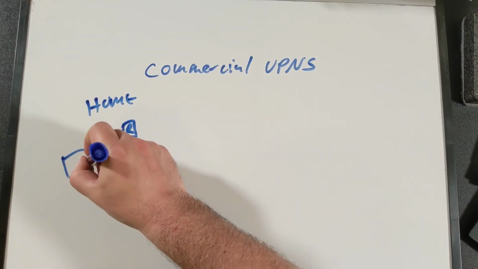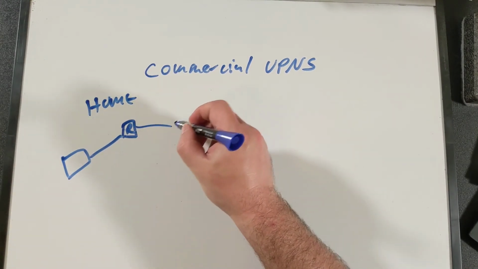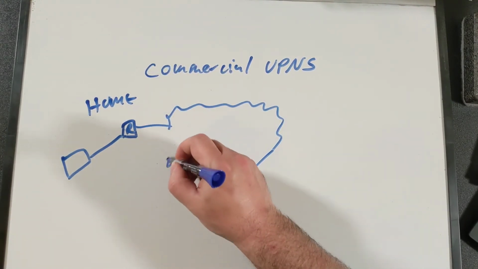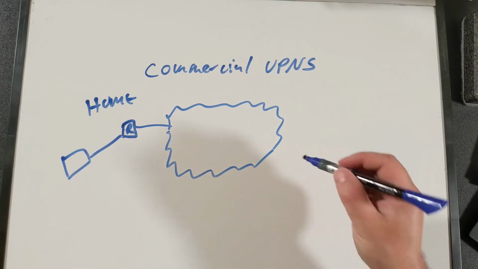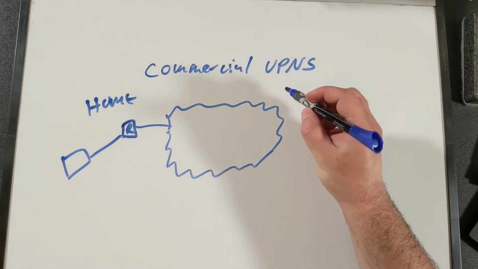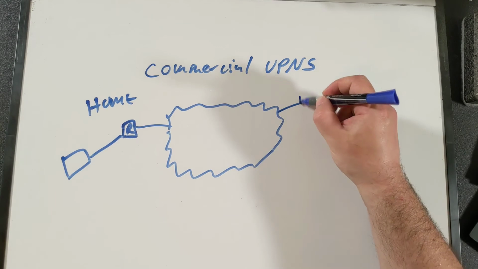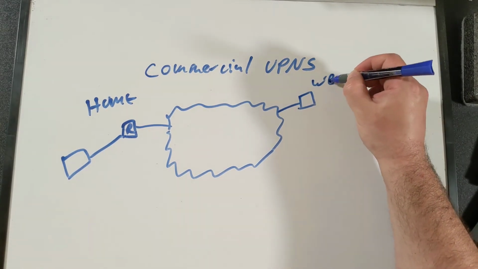You're going to go ahead and connect to a computer. Your home router is going to connect to the internet. And then let's say you want to access some website. So over here, we're just going to have a web server.